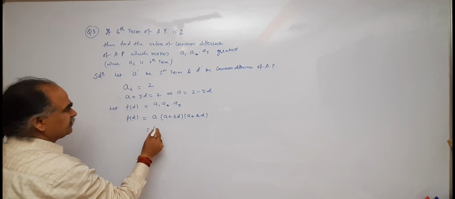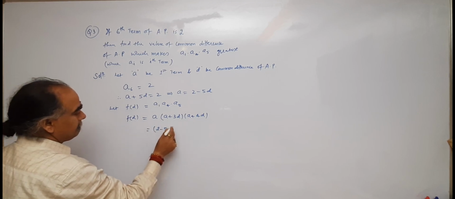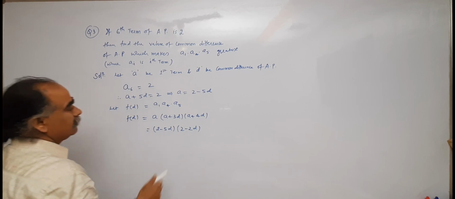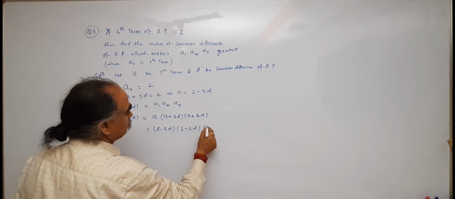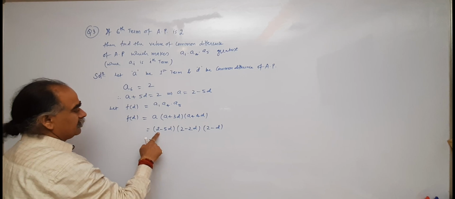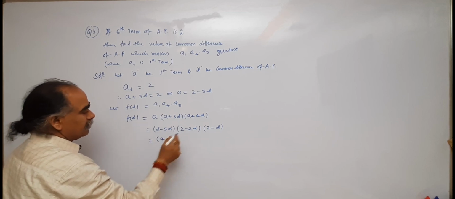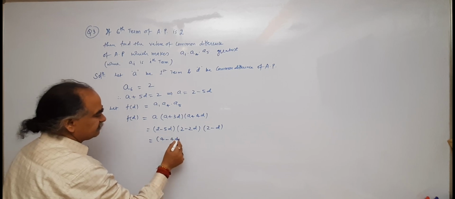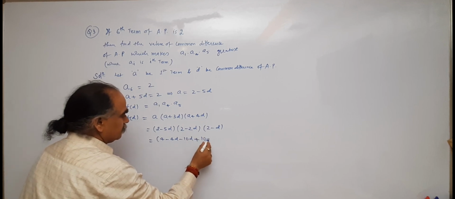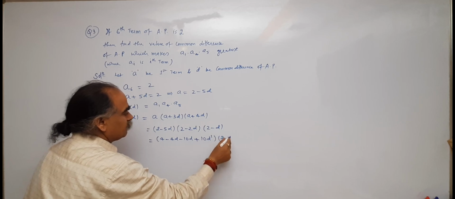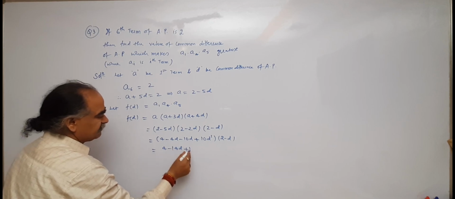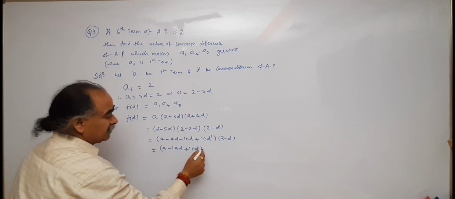A is replaced as what? 2 minus 5D. 2 minus 5D plus 3D is what? 2 minus 2D. 2 minus 5D plus 4D is what? 2 minus D. Now multiply them. 2 into 2, 4 minus 4D minus 10D plus 10D square into 2 minus D. 4 minus 14D plus 10D square multiplied to 2 minus D.